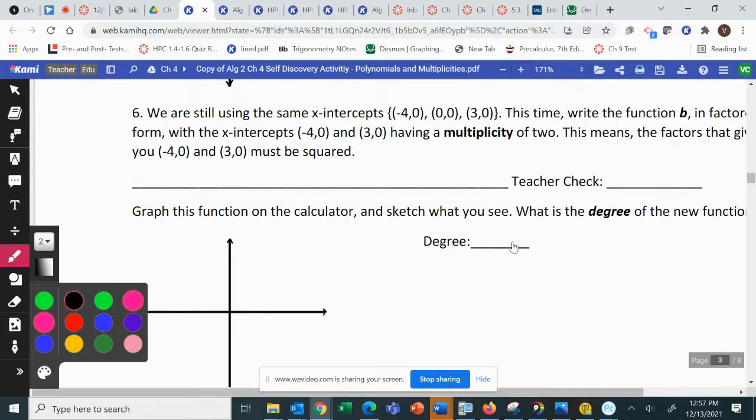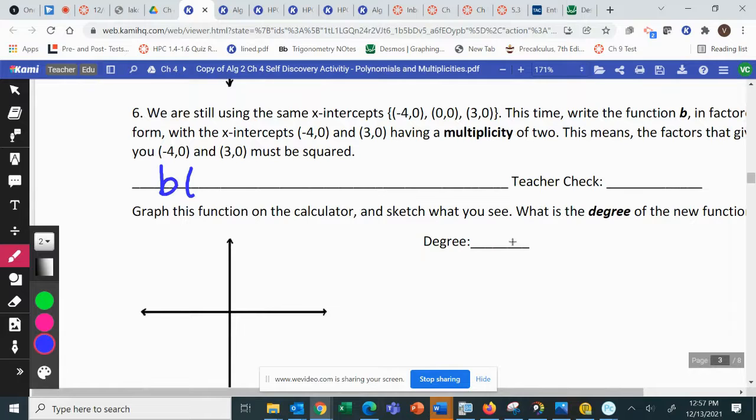So we've got the same old. What are we at? B of x, x plus 4, x minus 3. And then what has multiplicity of 2? -4 and 3. So Carson, can you tell me what I do to this equation? Not to find the degree, to show the multiplicity. How can I show the multiplicity? Put a square behind x minus 3.